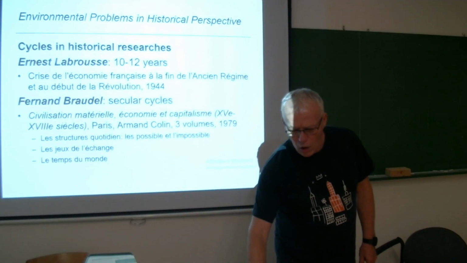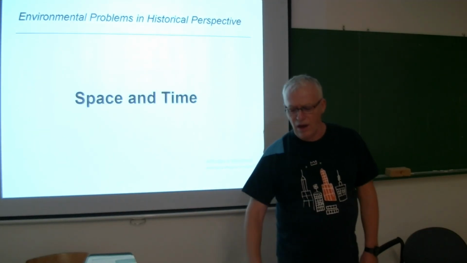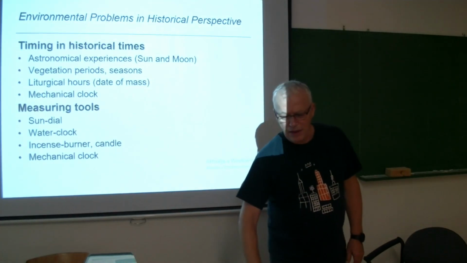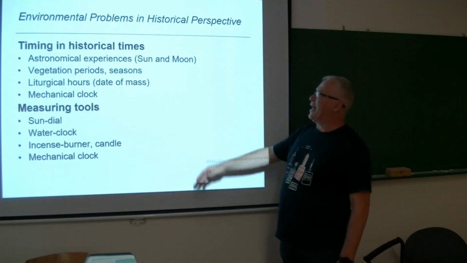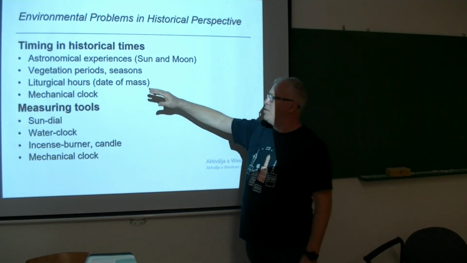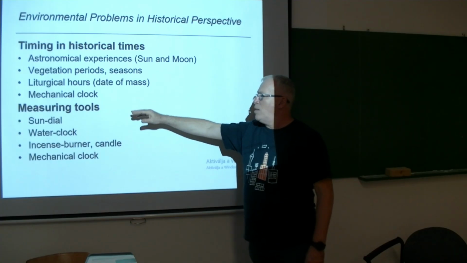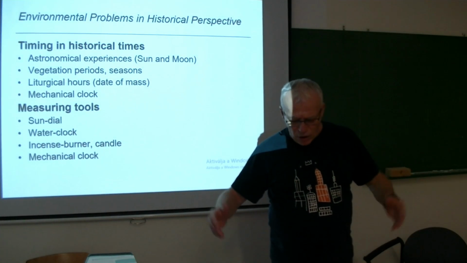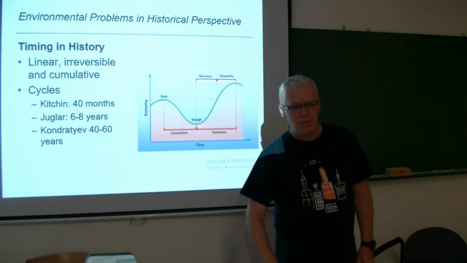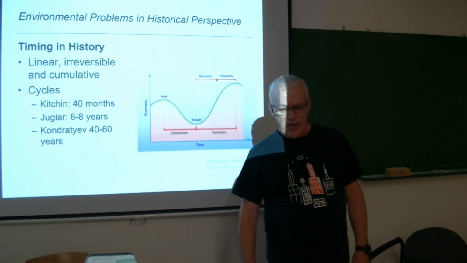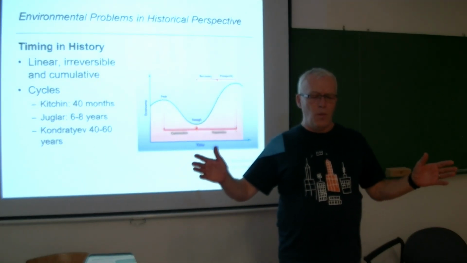The second one is the space and time conception. You remember, I hope, that we are looking at space and time. First is the time. Last week I spoke about the technology of timing: astronomical experiences, vegetation, liturgical, mechanical clocks, and measuring tools. This is the everyday technology of timing. But in academic life, in science, time is defined in two forms.